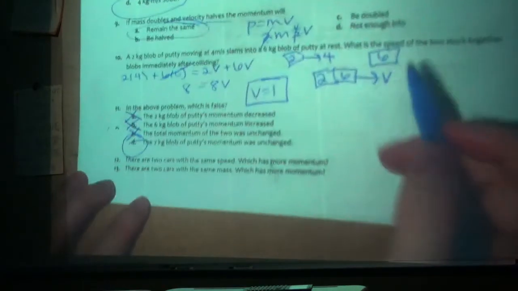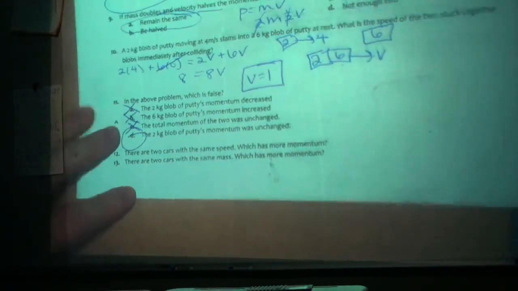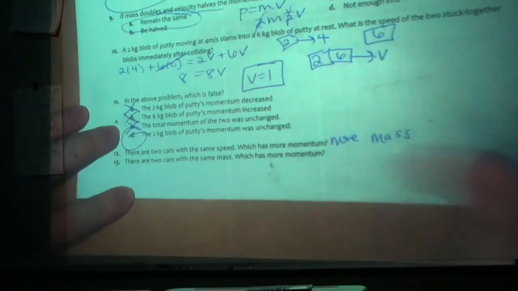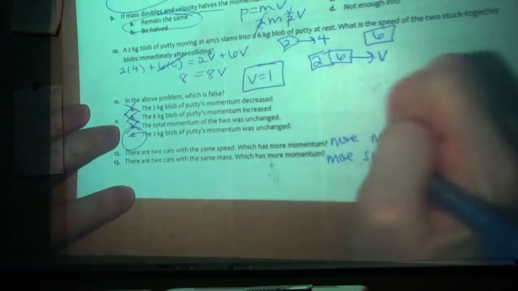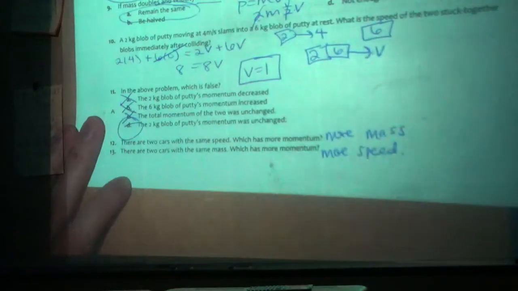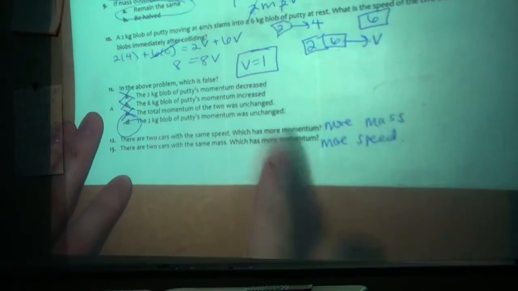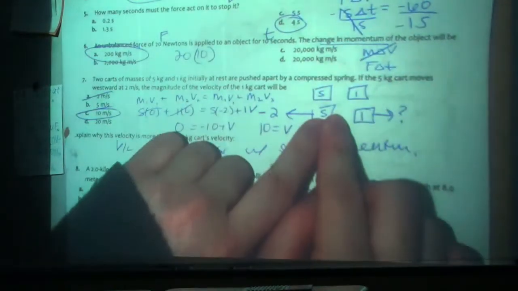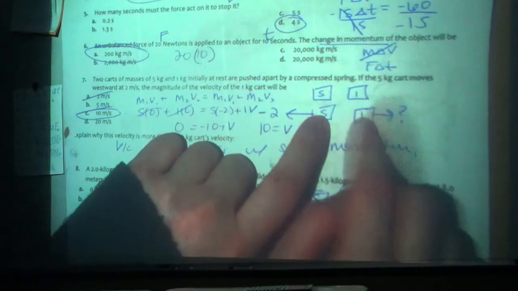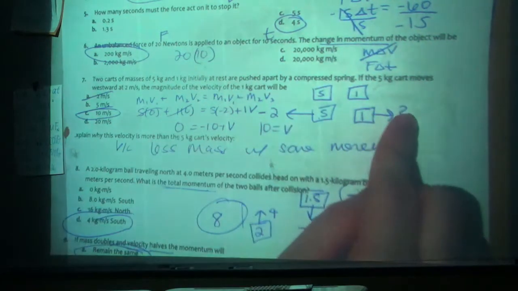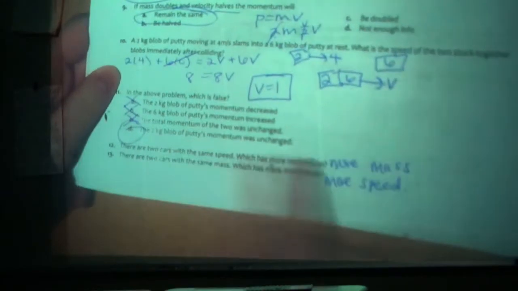Slower. 2 cars with the same speed, which has more momentum? The one that has more mass. 2 cars with the same mass, which has more momentum? The one that has more speed. Now you can only say more mass means more momentum if they're going at the same speed, and you can only say more speed means more momentum if they're at the same mass. For example, if we go back to number 7, the 5 kilogram had more mass than the 1 kilogram, but they had the same momentum because this one went slower and this one went faster. So careful, the other thing has to be the same to say more mass or more speed means more momentum.